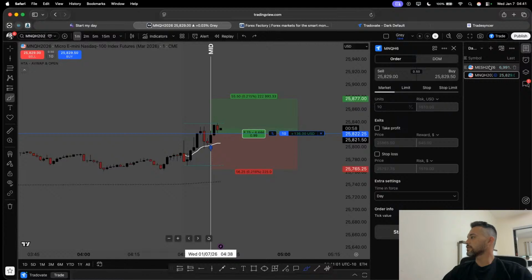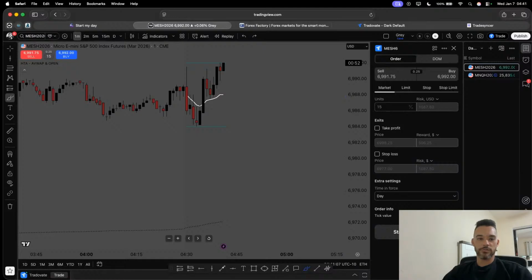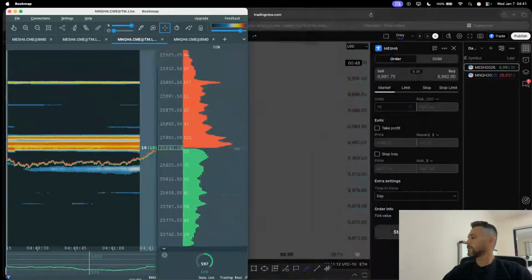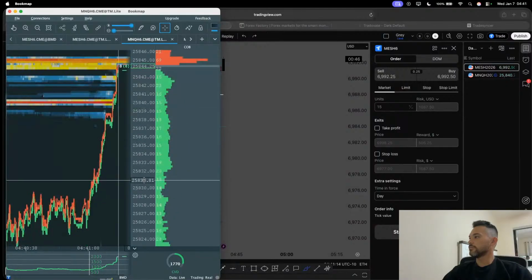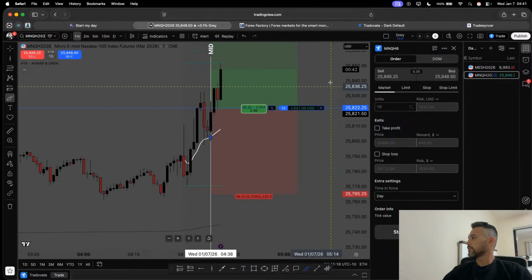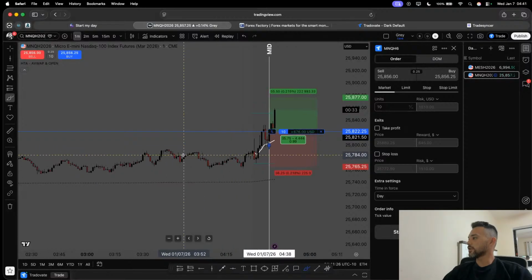So MES, let's see what MES is doing. MES is bullish. Let's check out these orders real quick. Yeah, so we have a bunch of orders here. There you go, there's a pump on MNQ. And this is why I've been trading a little bit earlier when price is coming.